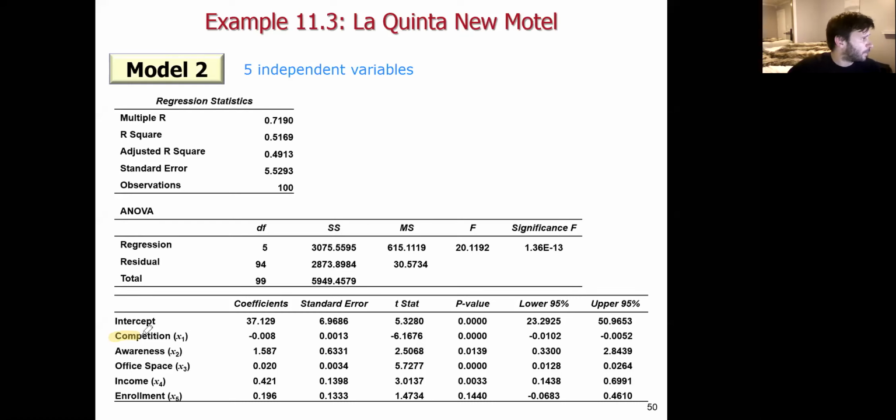We had competition, which we had some measurement of that, right? The number of competing hotel rooms within a 3-mile radius. We had an awareness metric. How far were people from the nearest La Quinta Inn? There was an office space metric. How much commercial office space was there in the area? We had a median income metric, as well as college enrollment.